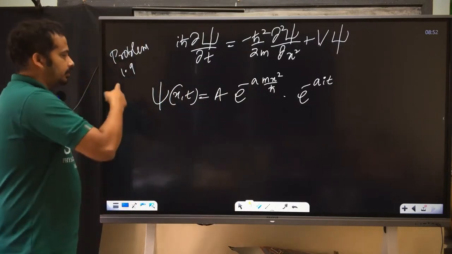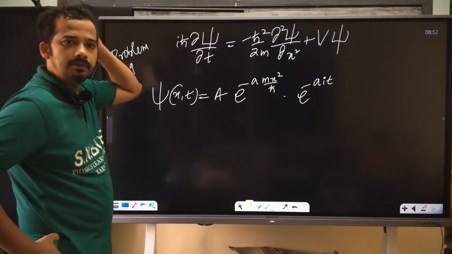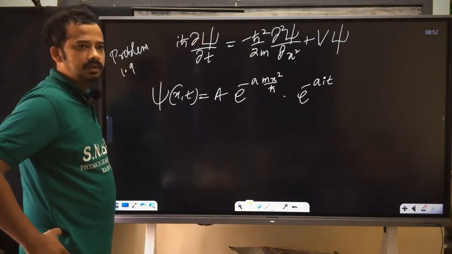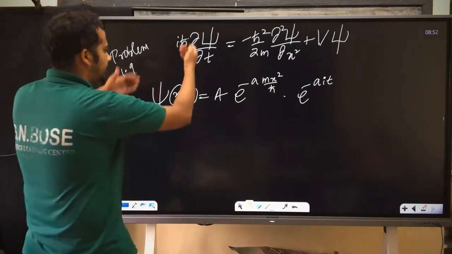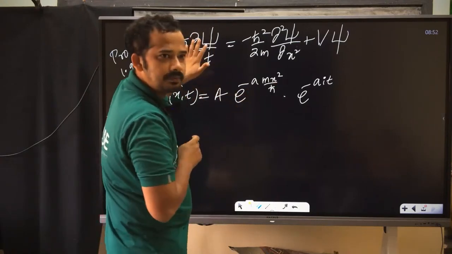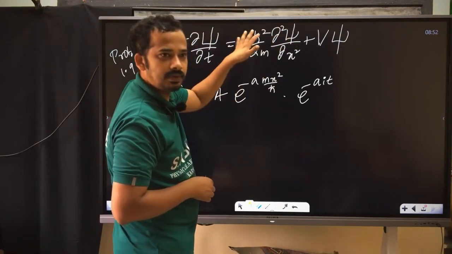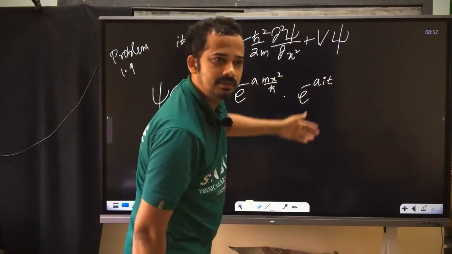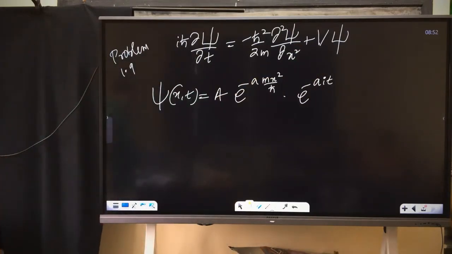This problem: how do you find V of x? You just substitute here. After taking the time derivative, something will come outside, and again it can be written in terms of the wave function. After taking the second space derivative, again you can write it in terms of the wave function. That will be cancelled, and you can solve for the potential. Part B of the problem: for what potential is this the solution of the Schrodinger equation?